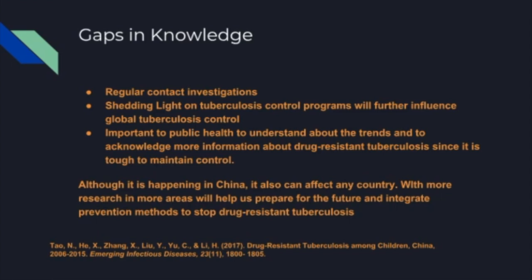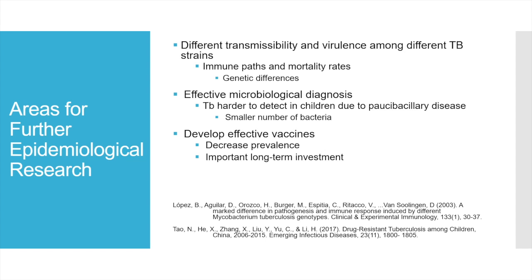Although it is happening in China, it can also affect any country. More research in more areas will help us prepare for the future and integrate prevention methods to stop drug-resistant tuberculosis. Areas for further epidemiological research should include the different transmissibility and virulence among different TB strands. For example, the immune paths and mortality rates among different TB strands remain uncertain due to the strands' genetic differences.